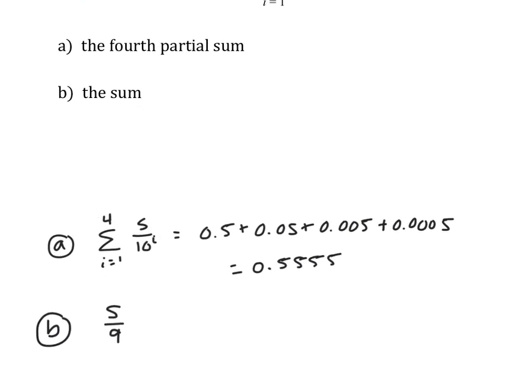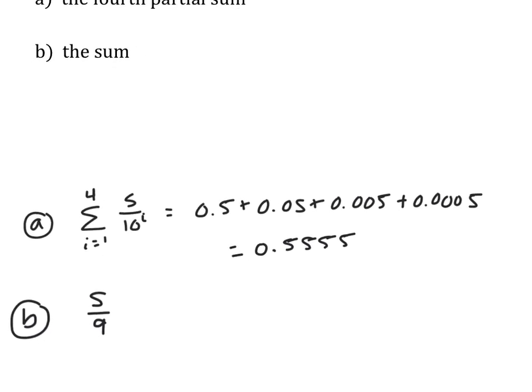Okay, so if you find that partial sum from term 1 to term 4, you should get 0.5555. So you can guess that as it becomes an infinite sum, it's going to be 5 repeated, which you may or may not know to be the fraction 5/9. So once again, I would definitely go back and try to review how to turn a repeating decimal into a fraction.